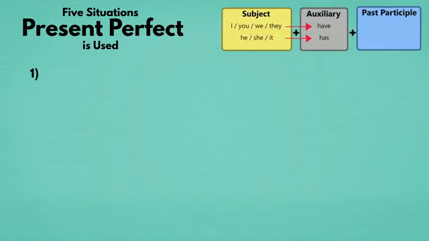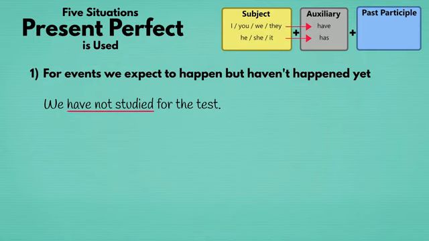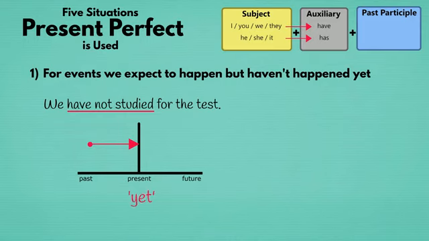Number 1. Present perfect is used for events we expect to happen but haven't happened yet. For example, we have not studied for the test. The use of present perfect implies that at some point we expect to study. The word yet is often used in sentences like this. We haven't studied yet.